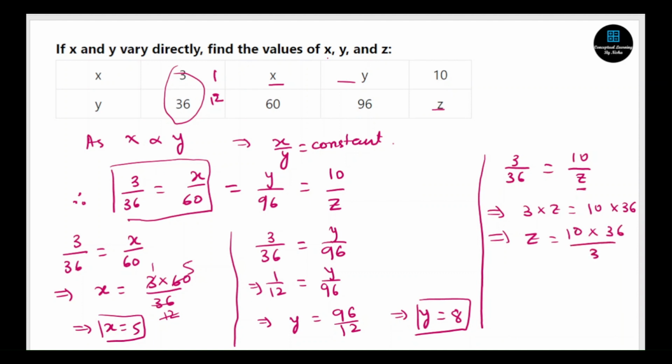Because 3 goes down, here it is in multiplication, so on the other side it will go for a division. And now you can cancel out and you can find the answer. So I'll get z equals 120. So we got all the answers, right? So I can say x equals 5, y equals 8 and z equals 120. Perfect? Alright.